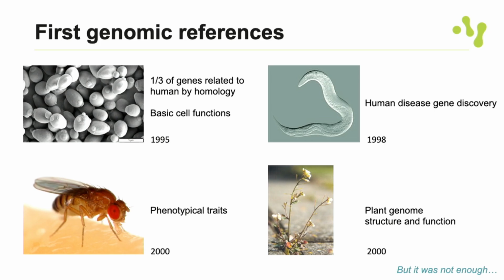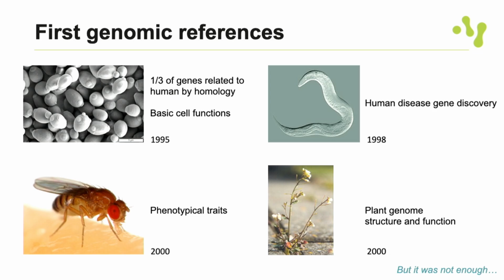Then, a couple of years later, the tiny worm or nematode C. elegans, Caenorhabditis elegans, was sequenced, and C. elegans has been used for the discovery of human disease genes. Okay? And then to study Mendelian traits and also link phenotypes and genotypes, people also sequenced Drosophila melanogaster, the classical Mendelian model organism.